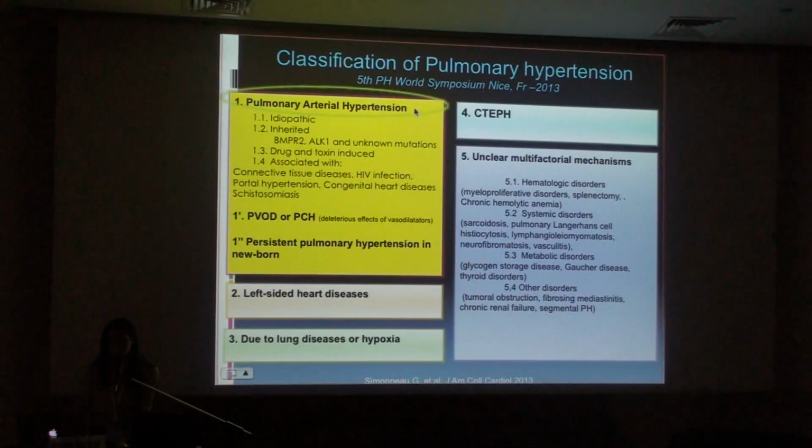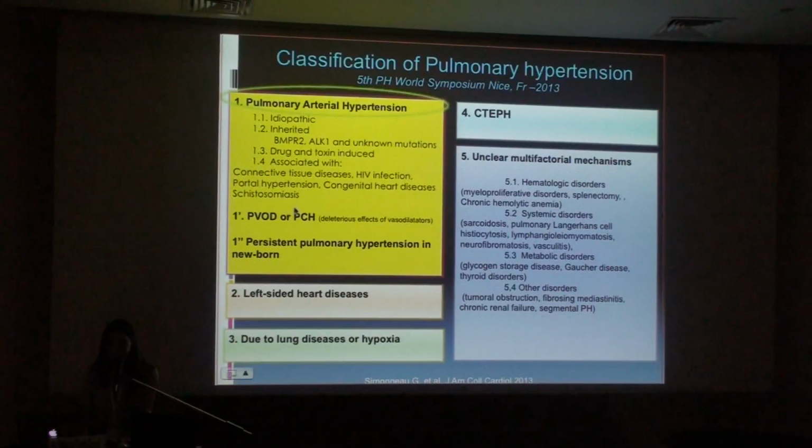So there is group 1, pulmonary arterial hypertension. It's a diagnosis of exclusion. It's like idiopathic, inherited, like BMPR2, ALK1 mutations. It can be drug and toxin induced, like anorexigen agents, and it can be associated with connective tissue disease, like systemic sclerosis. It can be due to HIV infection, portal hypertension, congenital heart diseases, and schistosomiasis. You have too the pulmonary veno-occlusive disease and the pulmonary capillary hemangiomatosis.